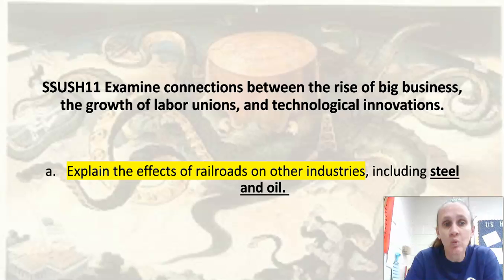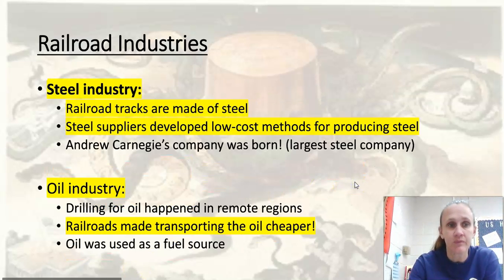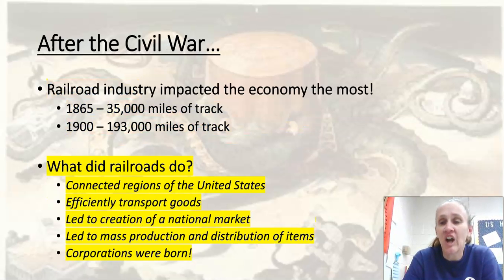And so Standard 11A asks you to explain the effects of the railroads on other industries. So we're not just talking about the effect of the growth of railroads on people. Now we're looking at industry itself, specifically steel and oil industry. Okay. Let's start here, after the Civil War.